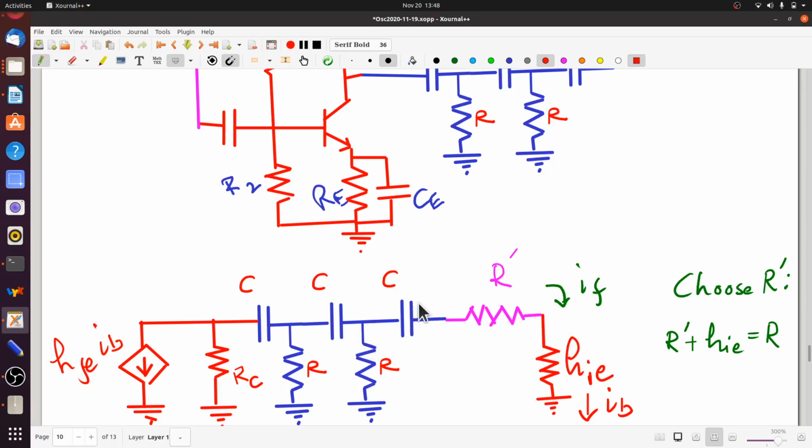And if you choose R prime in such a way that R prime plus HIE is exactly equal to R, you again get 3 CR pieces. Remember, you need at least 3. With 2, the phase shift is not enough.